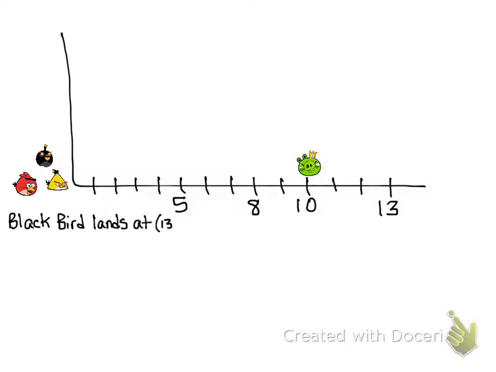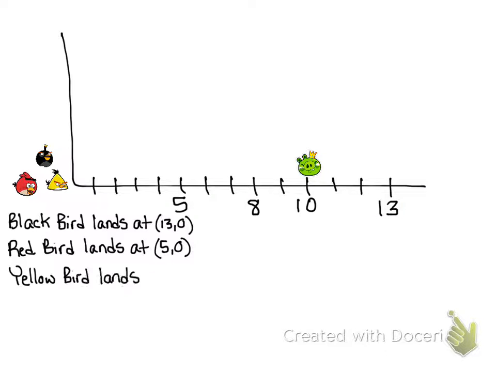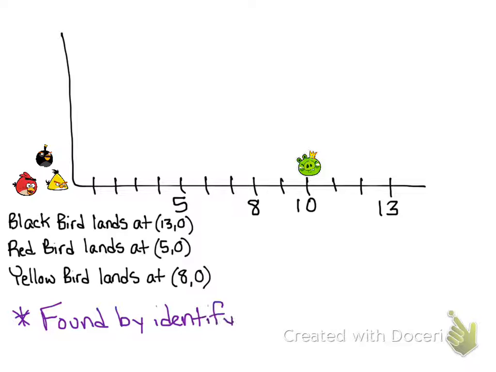In order to find the solution to this problem, your job was to determine the landing locations of each bird so that you could figure out how it affected where the pig king would end up. These were the landing locations for each one based on the equation that was given, and those 3 points were found by identifying the x-intercepts using the factored forms of the rule.